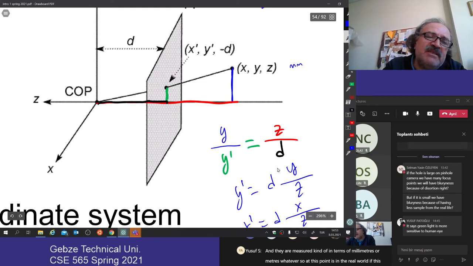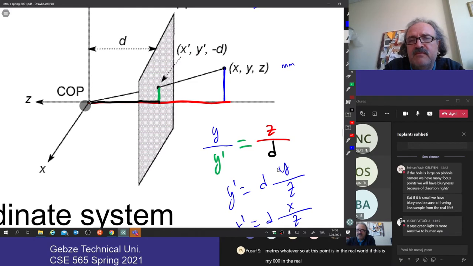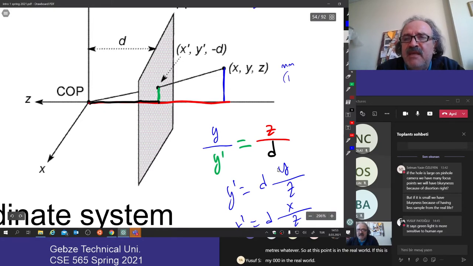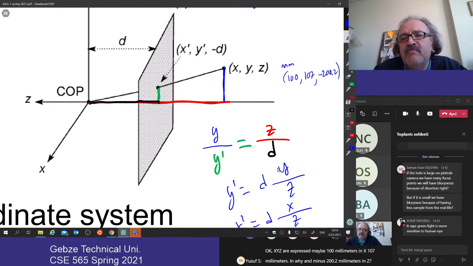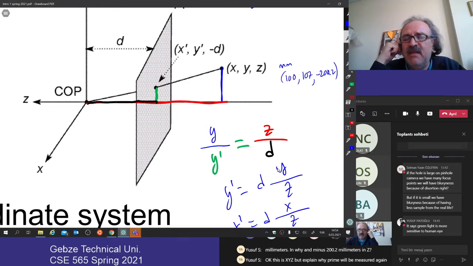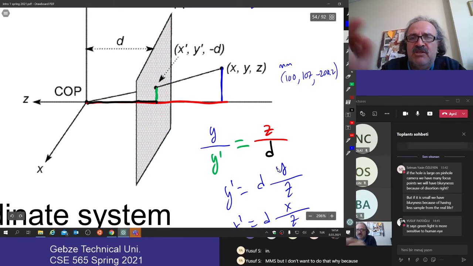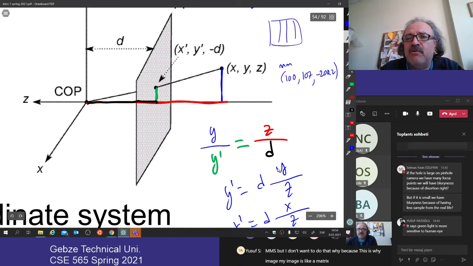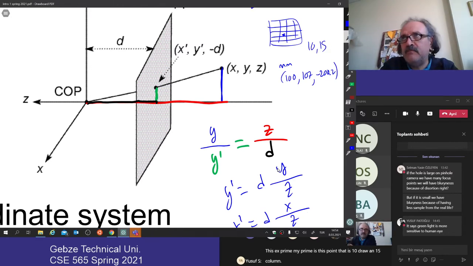If this is my 000 in the real world, XYZ are expressed maybe 100 millimeters in X, 107 millimeters in Y, and minus 200.2 millimeters in Z. Okay, this is XYZ. But X prime, Y prime will be measured again in millimeters, but I don't want to do that. Why? Because this is my image. My image is like a matrix. I have rows and columns. I like to say this X prime and Y prime is this point. That is 10th row and 15th column. I like to do that.